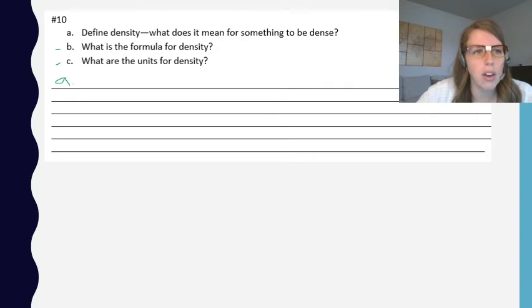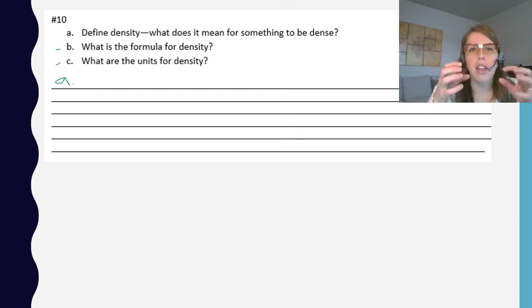All right, so let's start with letter A. Define density. What does it mean for something to be dense? Well, I have often talked about the difference between a piece of cake and a piece of brownie. Which of those two things is more dense? Definitely the brownie. What that means is that the material is more compact, so there's more things packed in.